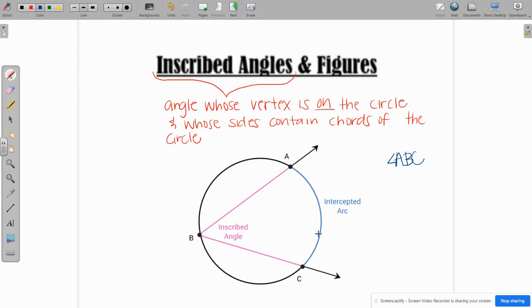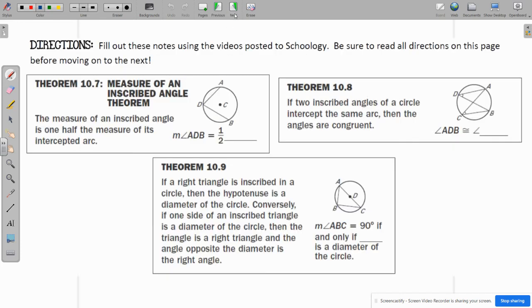So we're going to be looking at some theorems regarding inscribed angles. The first theorem is the measure of an inscribed angle theorem. This states that the measure of an inscribed angle is 1/2 the measure of its intercepted arc.